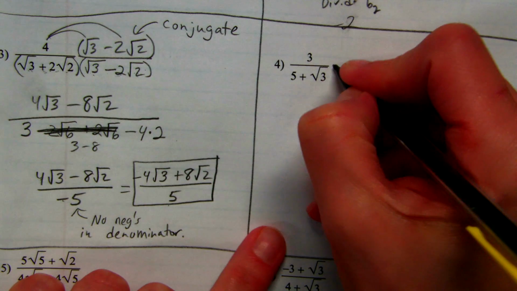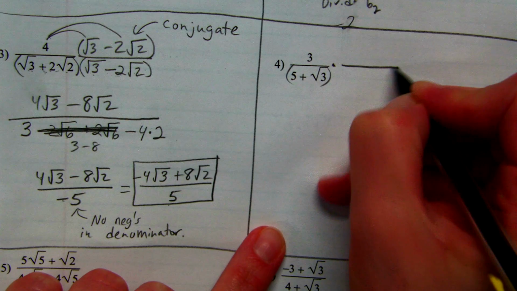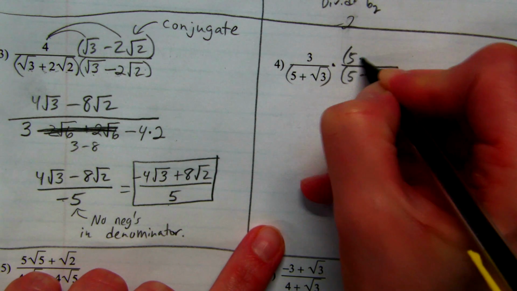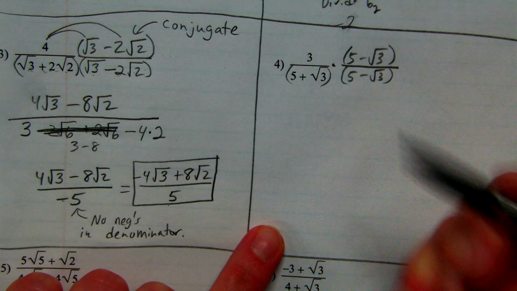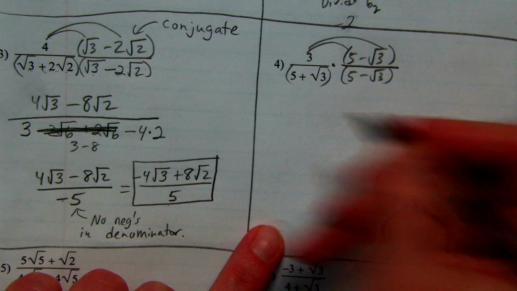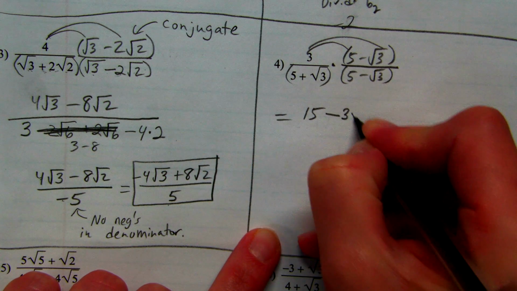So you guys, I'm going to see what you understand. What's the conjugate of 5 plus square root of 3? 5 minus square root of 3. Good job. Yeah, 5 minus square root of 3. All right, what do I do now? Do it again on top. Distribute on the top, so what would that be? 15 minus 3 radical 3.